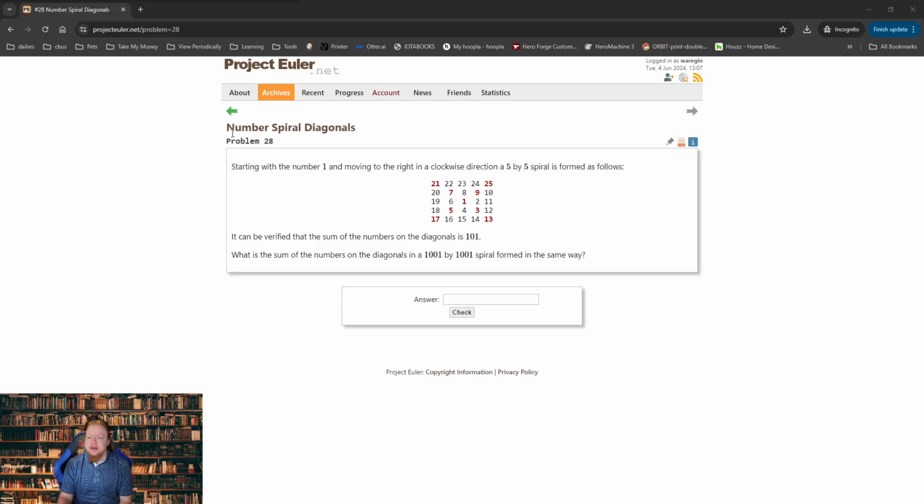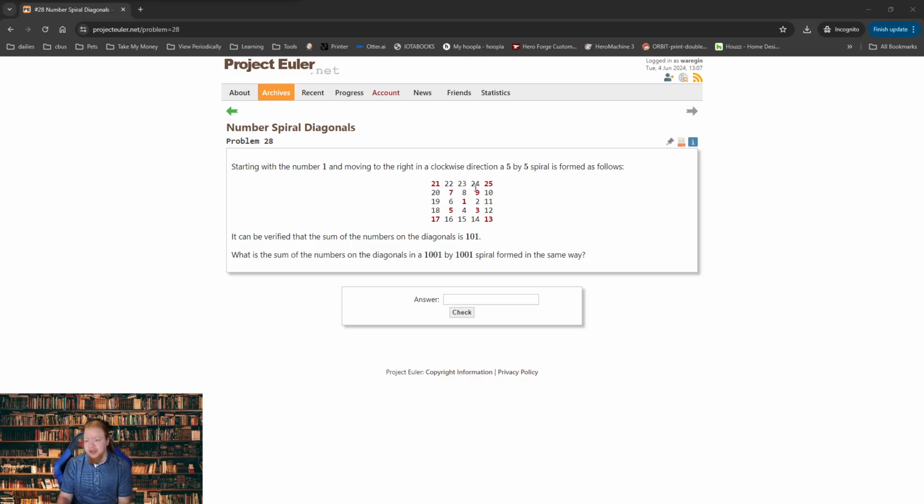Let's dive in. Problem 28 is number spiral diagonals. Starting with the number 1 and moving to the right in a clockwise direction, a 5x5 spiral is formed as follows. It can be verified that the sum of the numbers on the diagonals is 101. What is the sum of the numbers on the diagonals in a 1001 by 1001 spiral formed in the same way? So, a couple of things worth noting here.